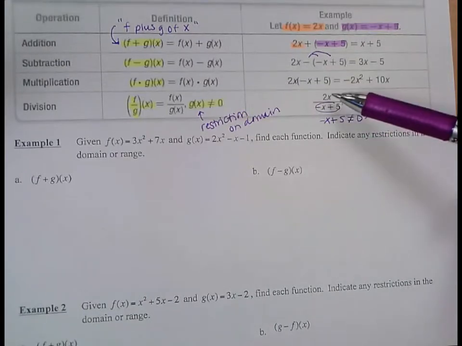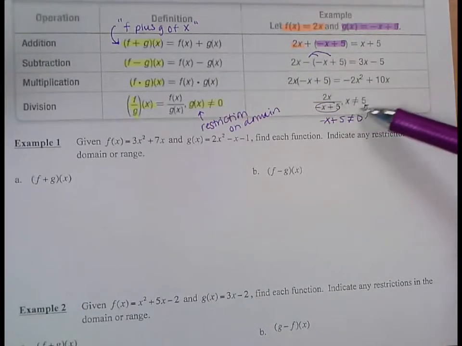So that's how you figure out what the restriction is. But whenever you're dividing functions, you need to include any restrictions. And the directions will say that. The restrictions only occur for division.